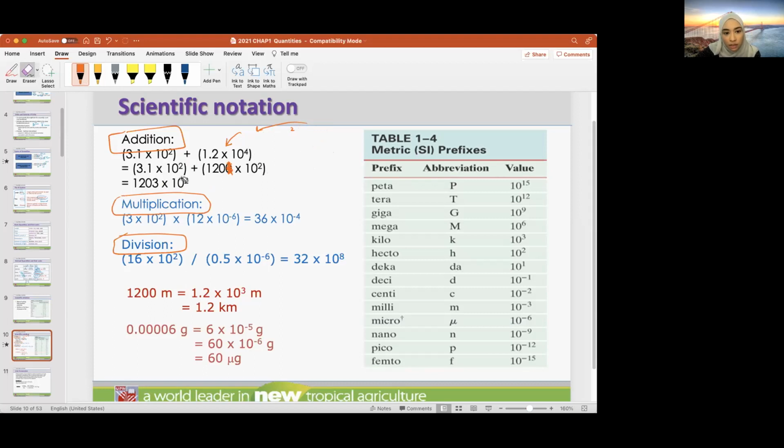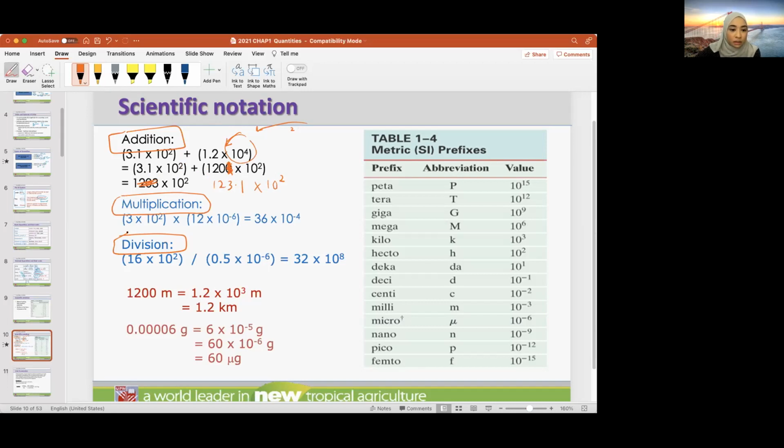So now I have 10 to the power of 2 on both numbers. So now I can add them. 3.1 plus 120. So this is, what is it? 123.1 times 10 to the 2. Okay, so that is how you do addition. You make the powers the same. Either you choose the smaller one or you choose the bigger one. Doesn't matter.